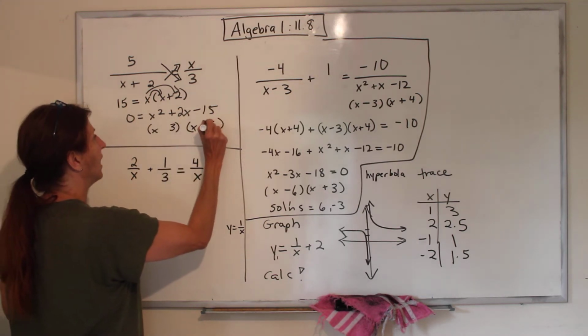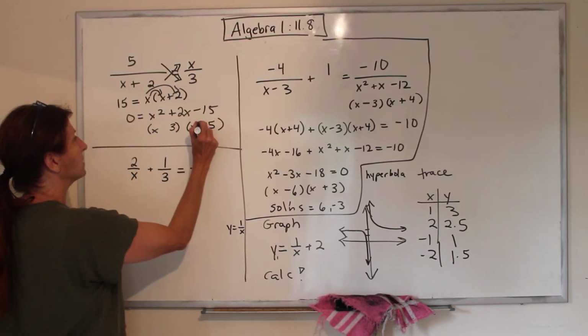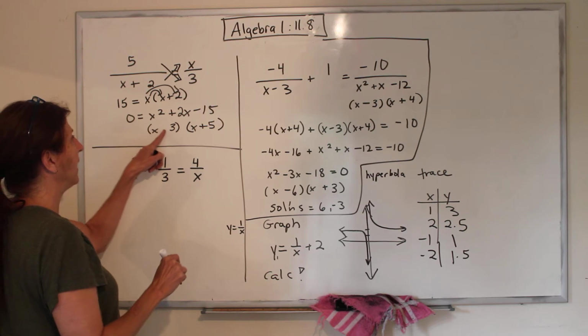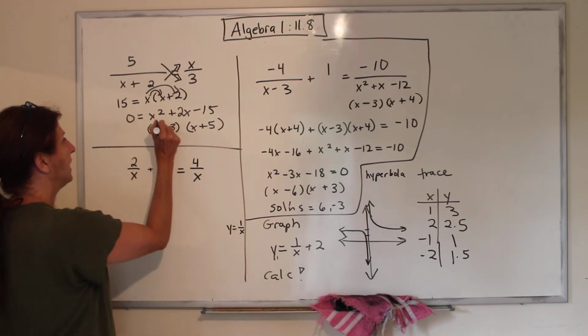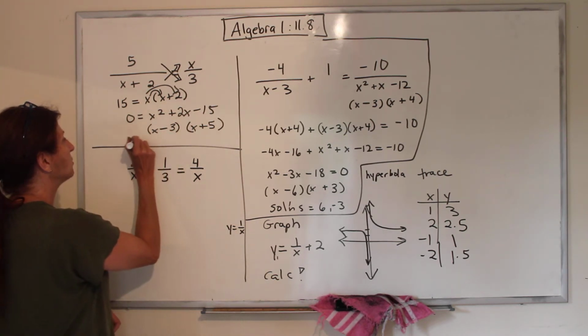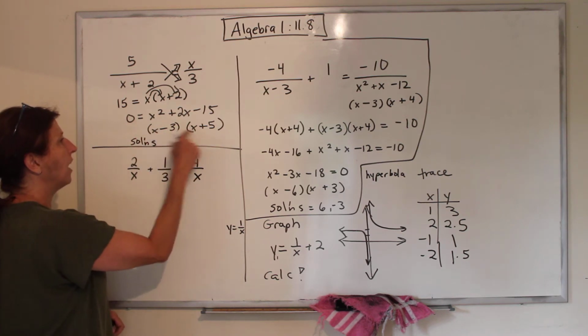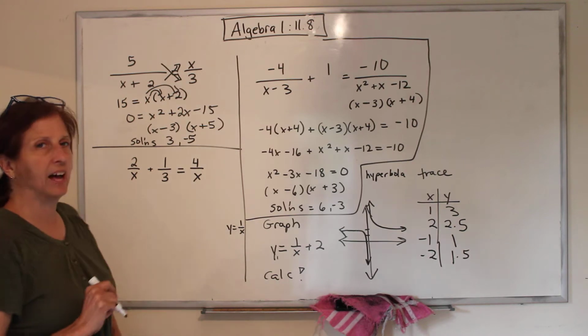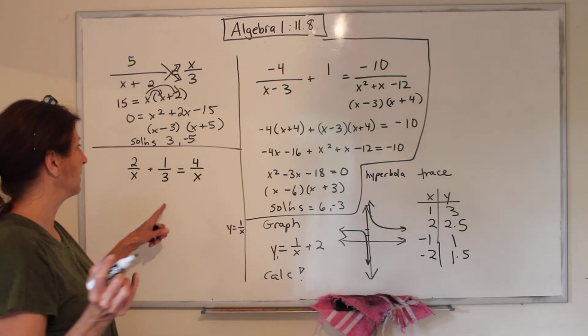Why, 3 and 5. The big one gets the middle sign. And what does the other one have to have the same sign as that? A negative. So our solutions are the opposite sign of these, 3 and negative 5. See, that wasn't so bad.